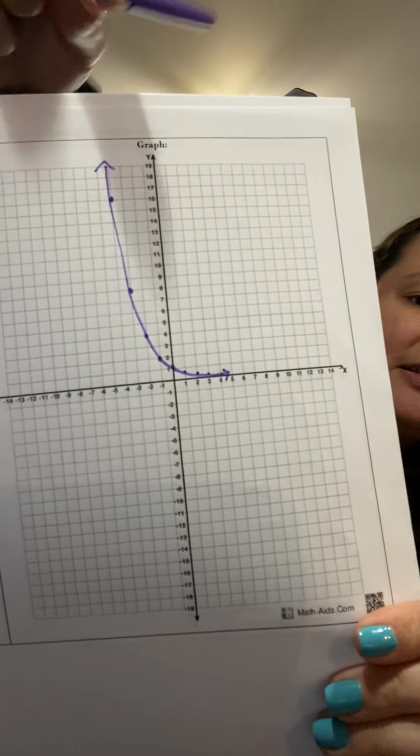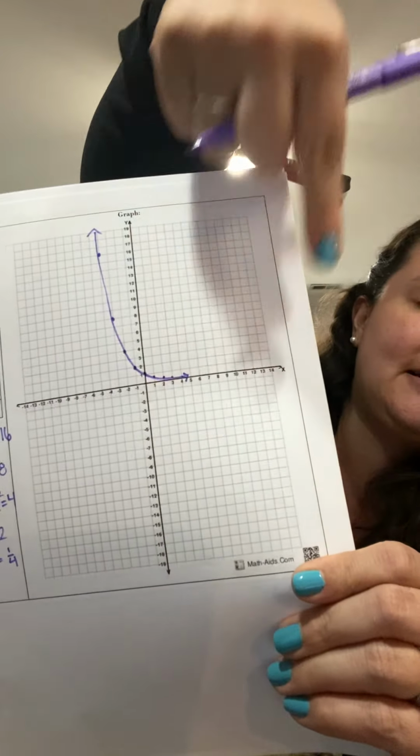So I'm going to draw a curve that kind of matches these points. And I see that it looks like this. This right here is called exponential decay because it starts off high and then it decreases pretty quickly. Okay, so we're going to write that out. Exponential decay.